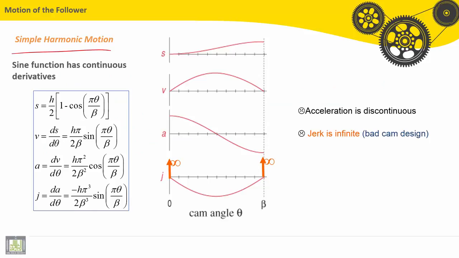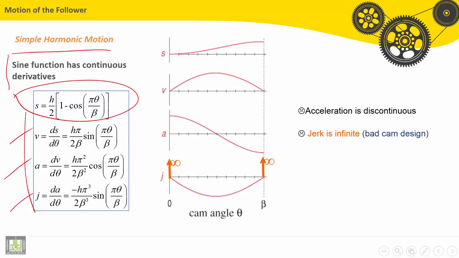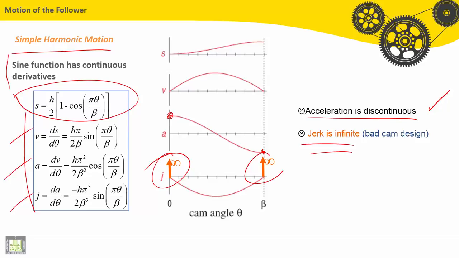Let's see here simple harmonic motion. The sine function has continuous derivatives. If we take the position function and do all the derivations, first derivative, second derivative, and third derivative, we can see here that acceleration is discontinuous, passing from maximum to minimum. Acceleration is discontinuous. This is bad for design. And also jerk here is infinite.